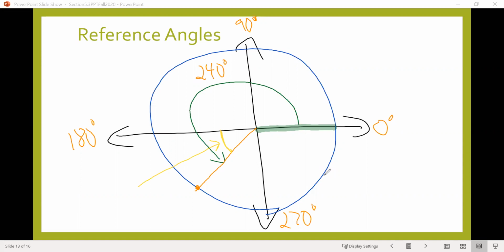And how do you suppose we would find that? Well, note first of all, again, we went around 240 to get here. We know that this angle right here, this one, is 180 degrees. So it looks like that reference angle should be the difference between the two, right? So in this case, it would be 240 degrees minus 180 degrees, which would give us 60 degrees. So for an angle of 240 degrees, the reference angle is 60 degrees.